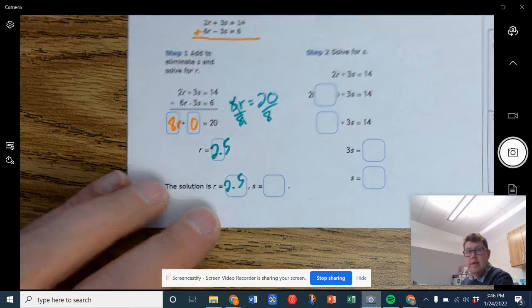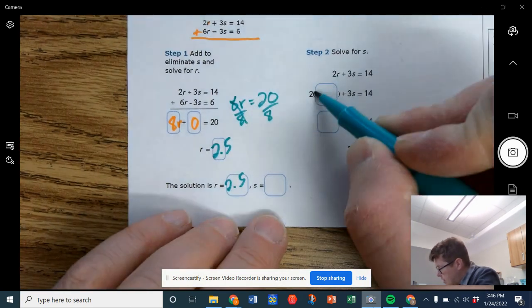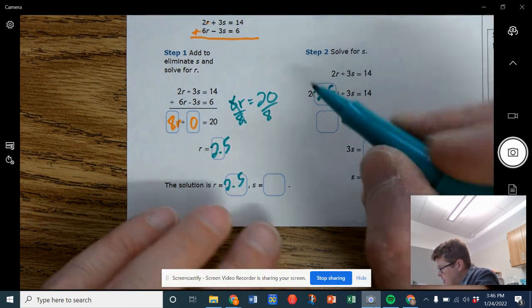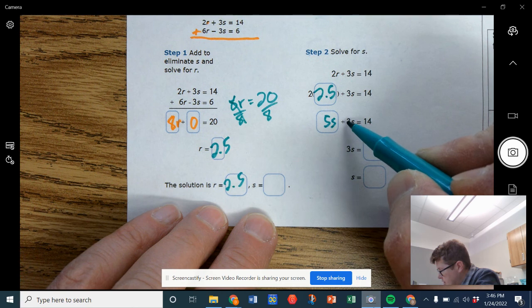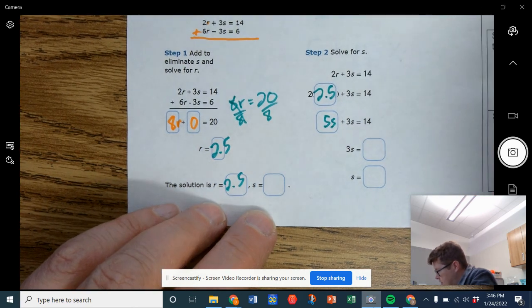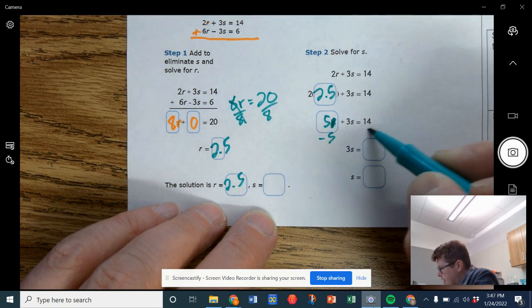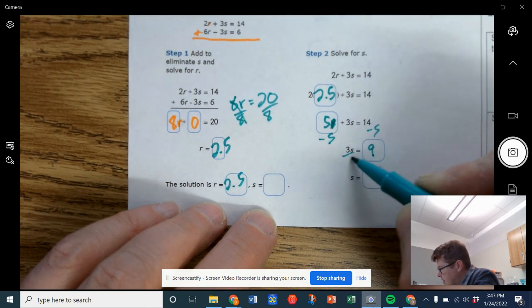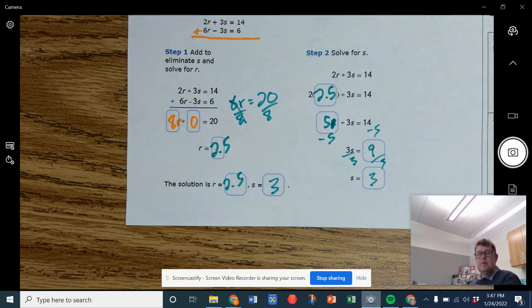Okay, so now we're going to take this 2.5 and we're going to sub it into the r, which is right here. Okay, 2 times 2.5 is 5, plus 3s equals 14. So 5 plus 3s because the r is gone, right? And then we'll subtract 5 to get to 9, and then we divide by 3 to get to 3. So that's your solution right there, 2.5 comma 3.